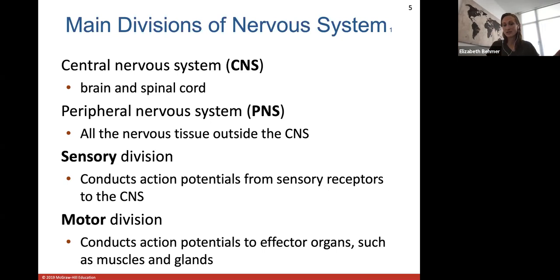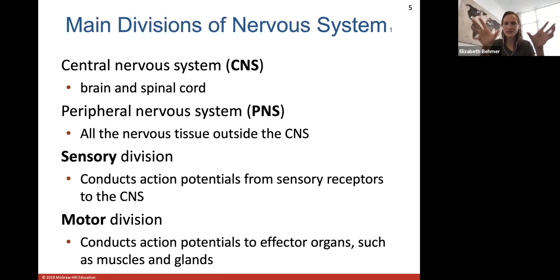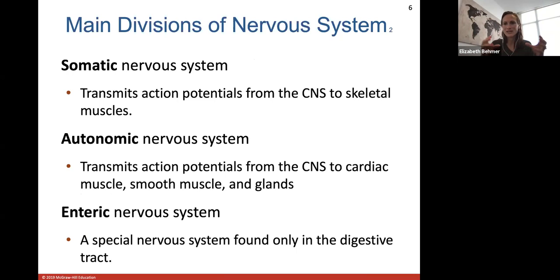sort of response. We can also divide the nervous system another way, into the somatic or autonomic. The somatic nervous system, so we're kind of getting more and more detailed, like peripheral and central nervous system is kind of an anatomical division. Sensory and motor division are two very simple divisions in terms of the function of the nervous system. And then we get into a little more detailed functional divisions of the nervous system.